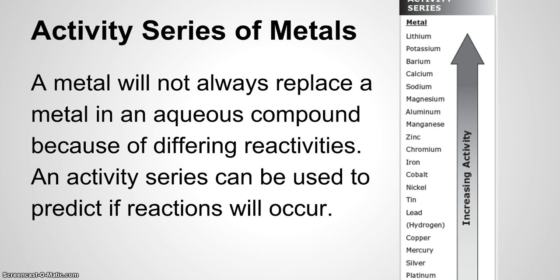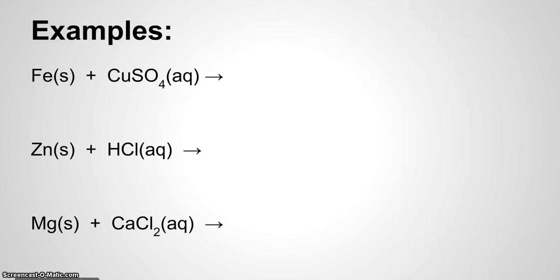So that's our rule with our activity series. For a reaction to happen, the metal has to be higher than the other metal to replace it. Now you'll notice that we also have hydrogen on this list right here. Hydrogen usually acts like a cation, and hydrogen can be replaced by any of these metals that are above it. So we'll see what that looks like in our examples on the next page.